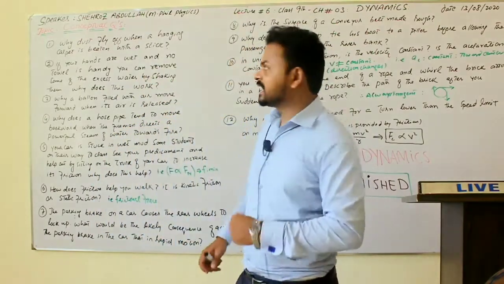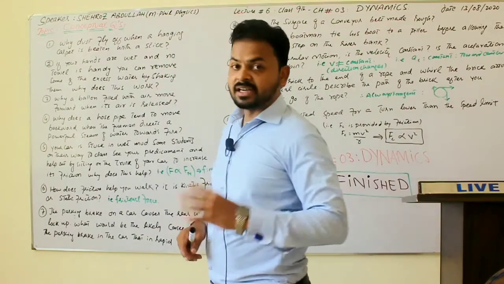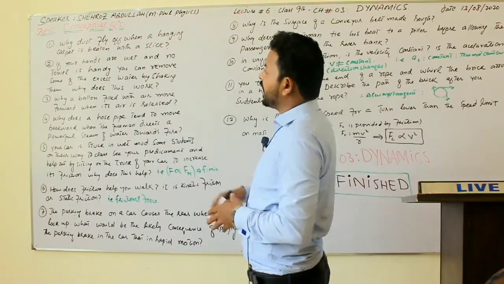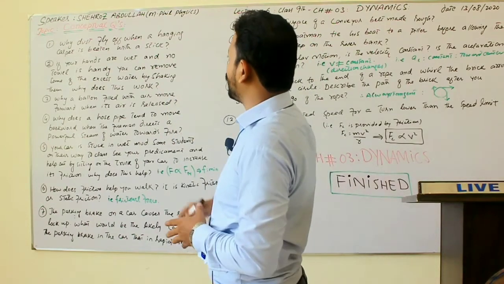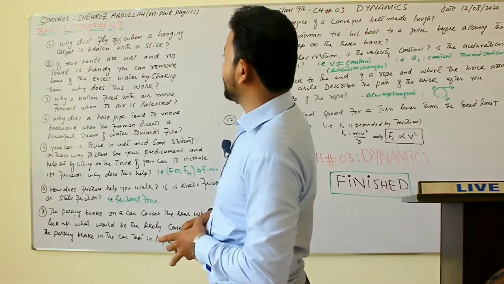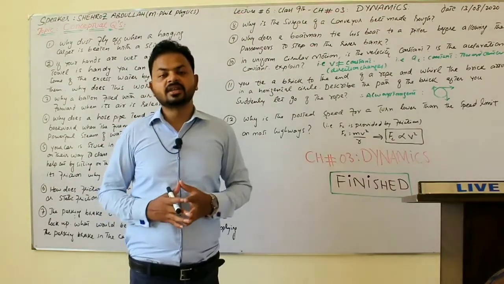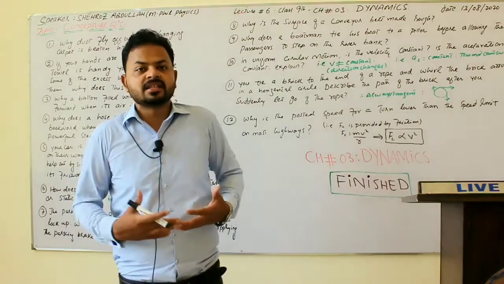Okay, let's start. The first statement, let me read the conceptual question. What does it say? Why does dust fly away when a hanging carpet is beaten with a stick? You know, when a hanging carpet is beaten with a stick, the dust particles fly away. What is the reason behind that?